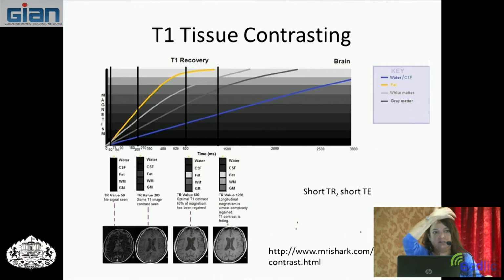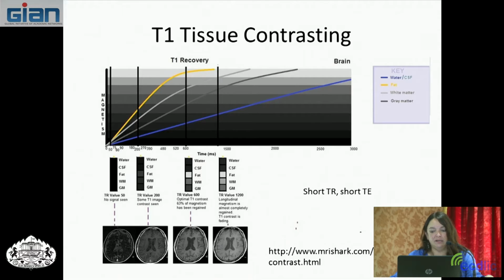Fat has a very fast recovery. Fat is actually that yellow line, so it has the fastest recovery compared to the other tissues. The blue line that goes on the bottom there is cerebral spinal fluid, and water also has the longest recovery of all the tissues. And again, so this turns out black. The tissues that have a faster recovery, such as fat, turn out white in these images.